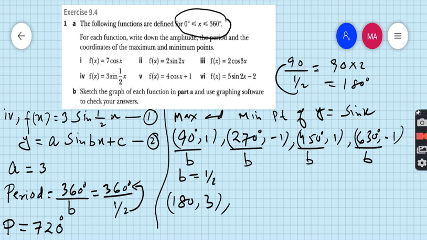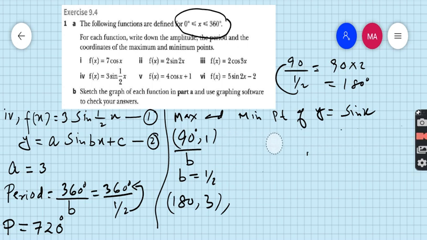Then 270 multiply by 2, it's 540, and minus 1 into 3 is minus 3. But student, this value 540, minus 3 is beyond our domain. Our domain is restricted to 360 degree. So only one point gives you the maximum value, that is 180 degree, 3. This is the answer. I hope you understand. Why we are not taking other values which are beyond our given domain.